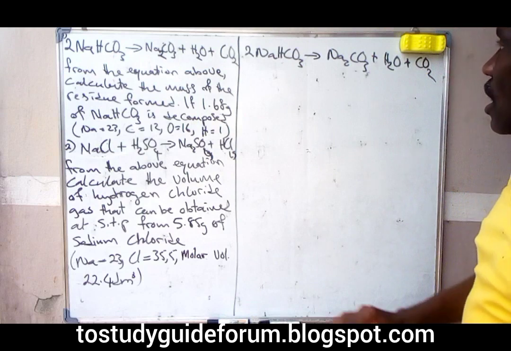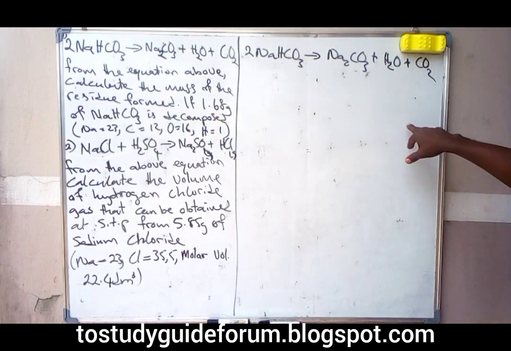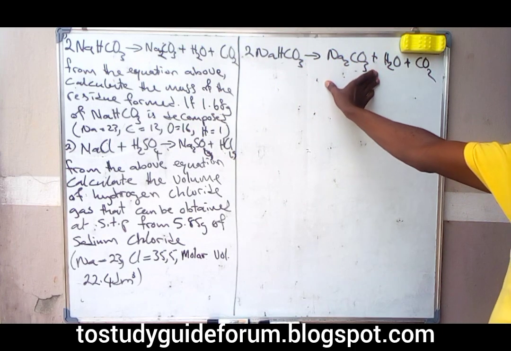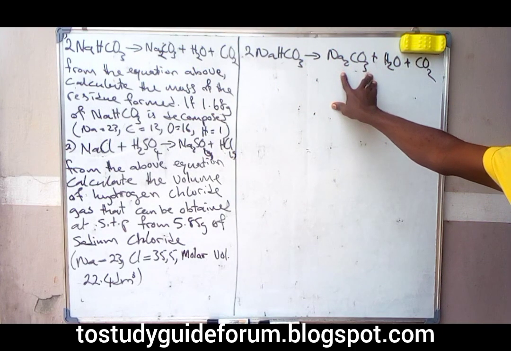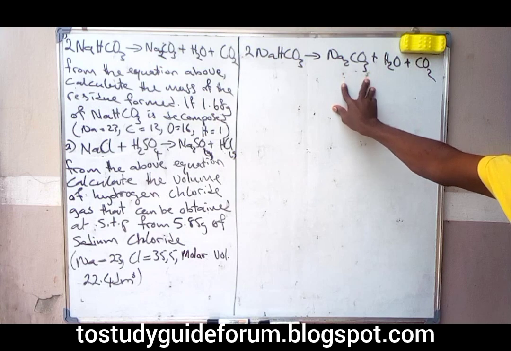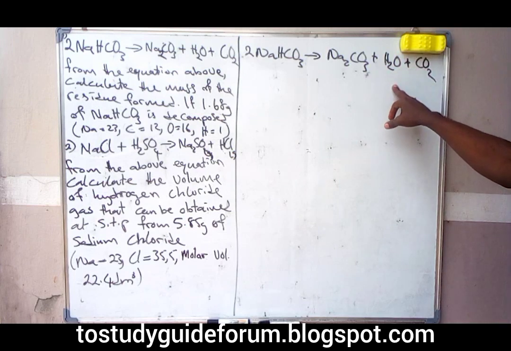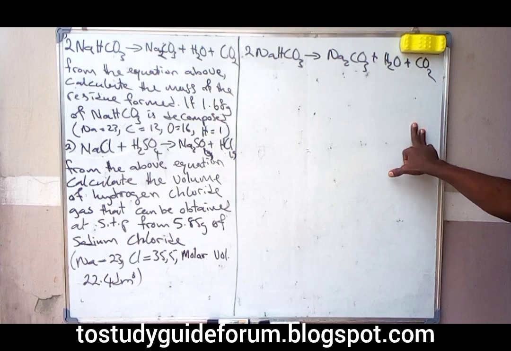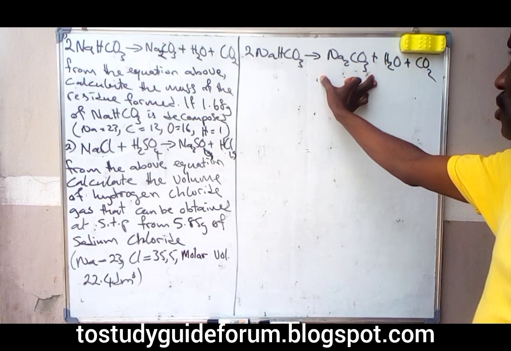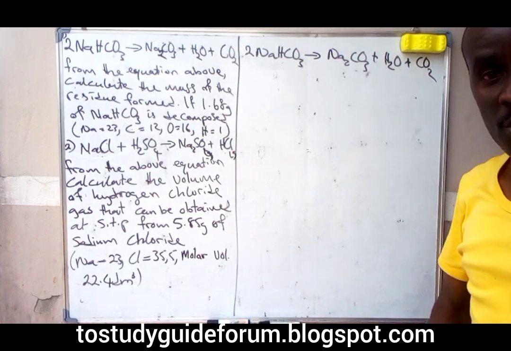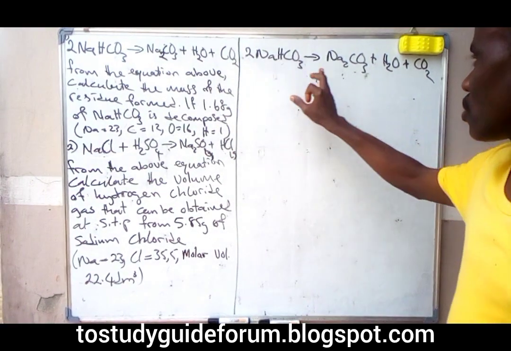If you look at this chemical equation, you find out that 2 moles of this give us 1 mole of sodium trioxocarbonate, which is the residue, because these other ones are going out as gas. This one is going out as gas, this other is going out, water is going out as steam, and this other one is going out as carbon dioxide gas. So the remaining residue is sodium trioxocarbonate, which will not decompose. So 2 moles of this will give us that.